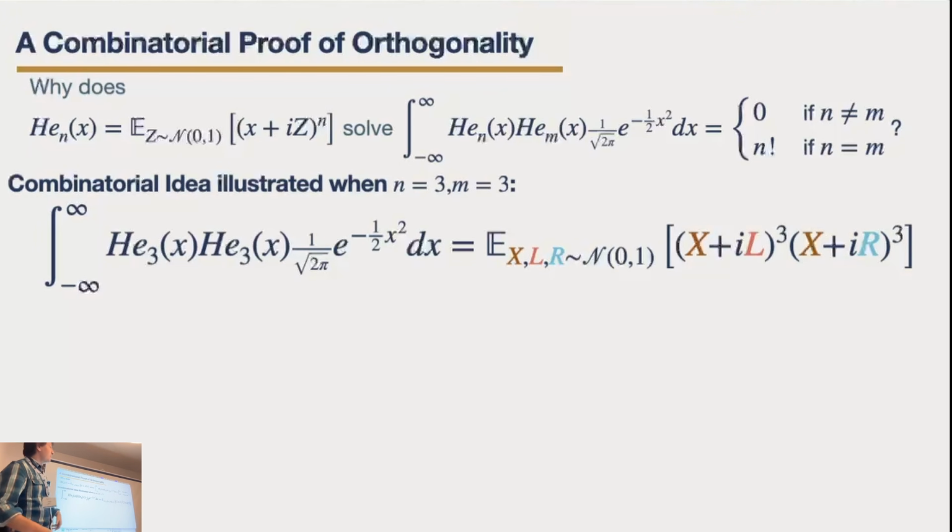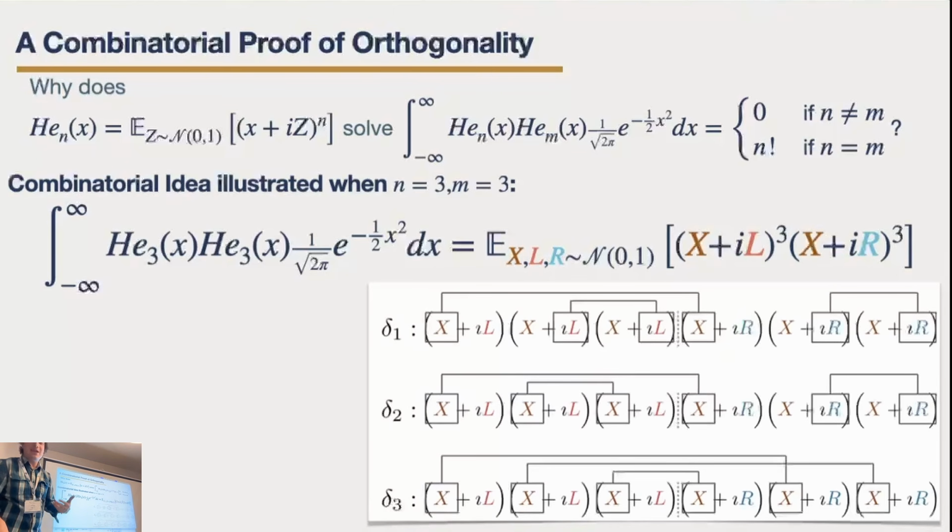You can prove that the Hermite polynomials defined like this are orthogonal, and the proof goes something like this. Here's an example when you have 3 and 3. You have this integral, and you write it as an expected value over 3 Gaussians. You have the x, which is this big integral, and you have the L and the R from the formula. You have to calculate this Gaussian expectation, which is the sum of all these crazy diagrams that look like this. Here are some of them.